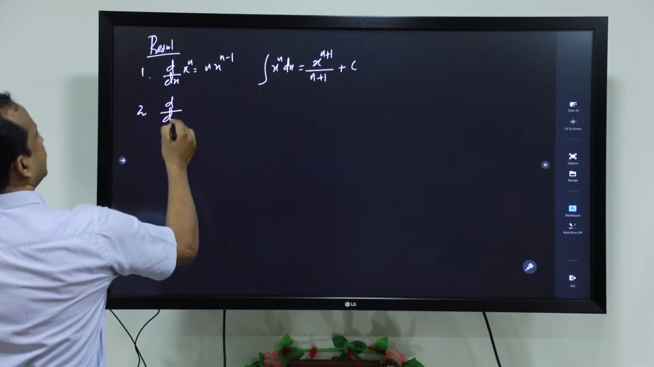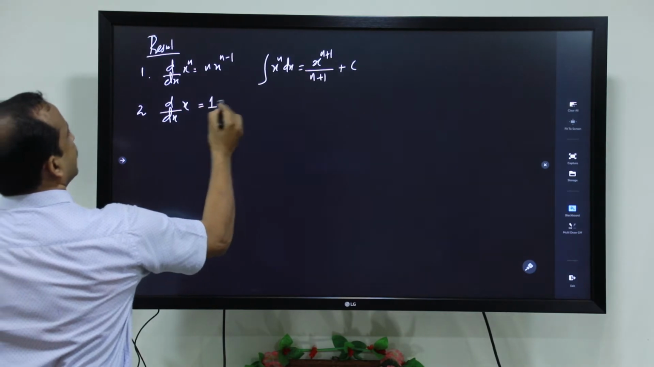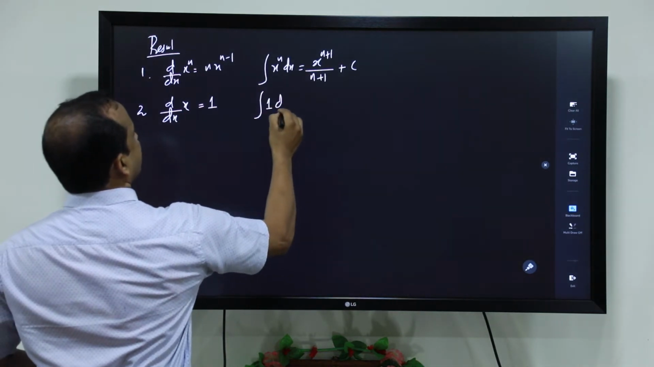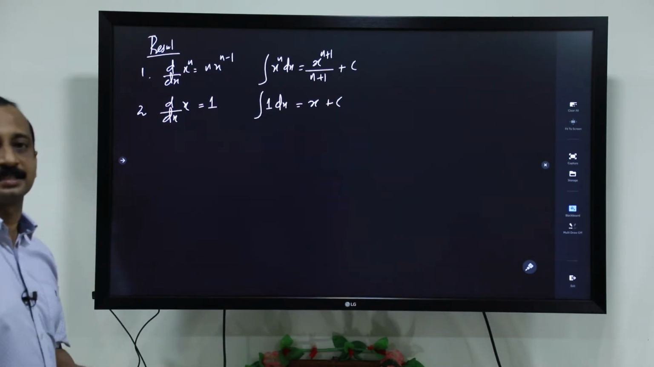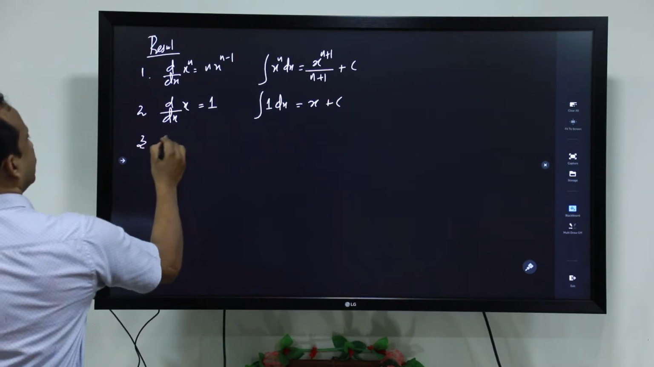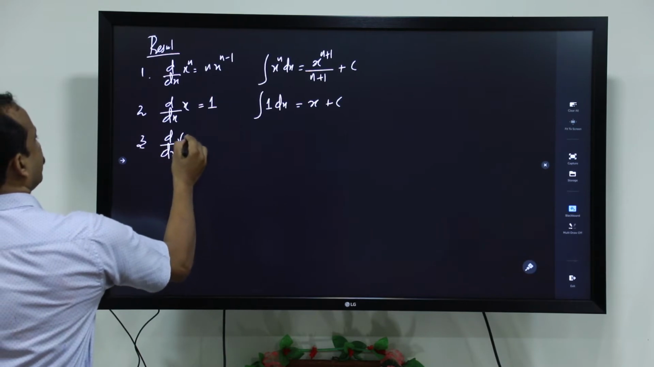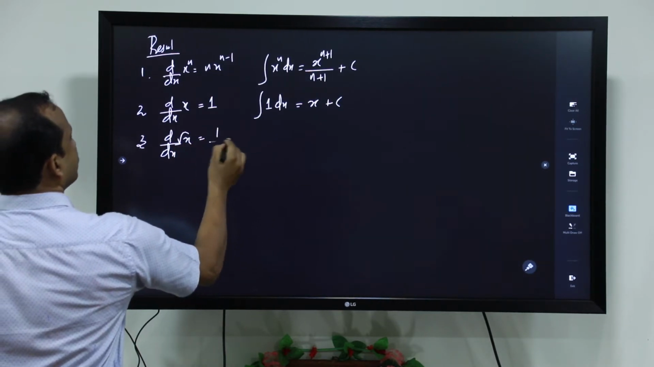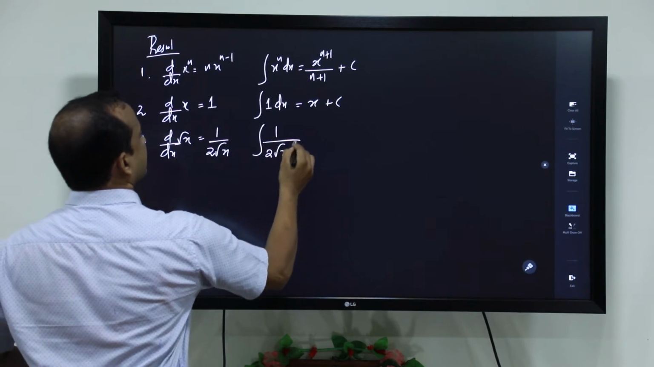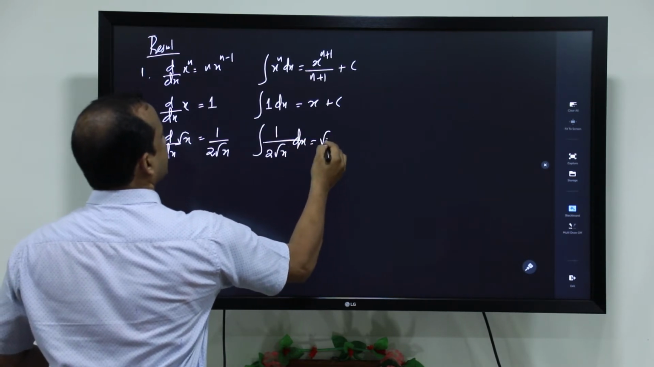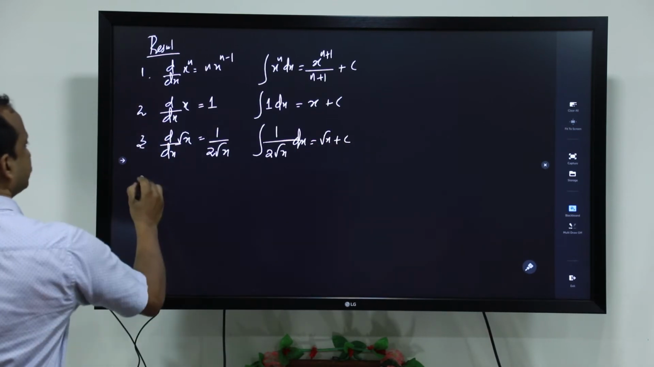Then d by dx of x is 1, and therefore the integral of 1 into dx is x plus c. Then d by dx of root x is 1 by 2 root x, and therefore the integral of 1 by 2 root x into dx is root x plus c.